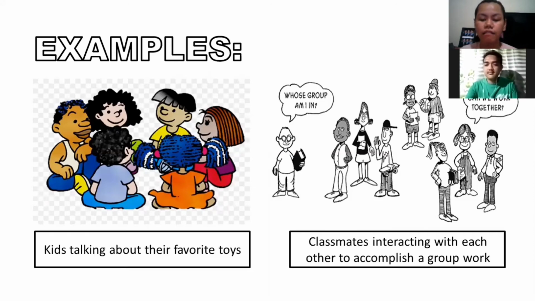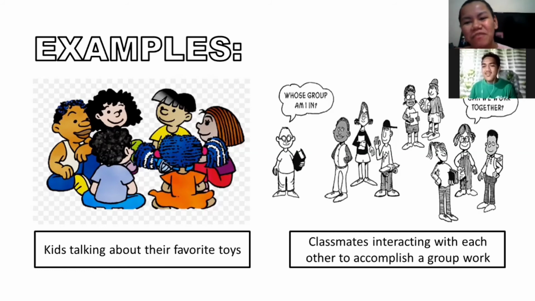Another one, classmates interacting with each other to accomplish a group work. Walang mangyayari sa group work kung walang communication na mangyayari. Huwag niyong gagawin yun, yung group work pero individual ang gumawa.